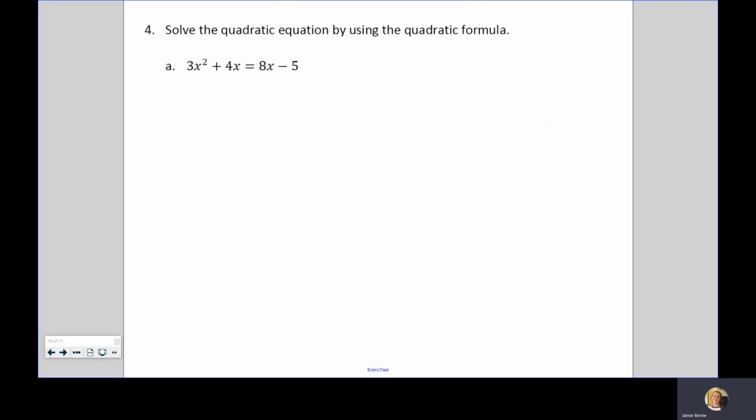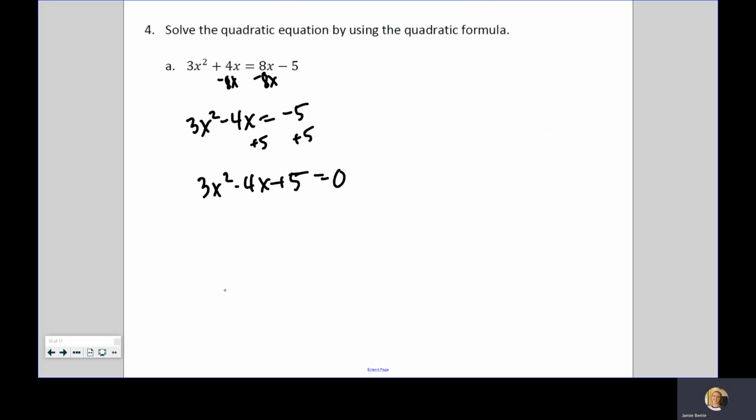All right, so we have two equations that we're going to look at here. It says solve the quadratic equation by using the quadratic formula. All right, so in order for the quadratic formula to work, you need to have everything on the left-hand side. So we have 3x squared plus 4x equals 8x minus 5. So we're going to need to move this stuff over. Get 0 on one side. All right, so that's 3x squared minus 4x plus 5 equals 0.